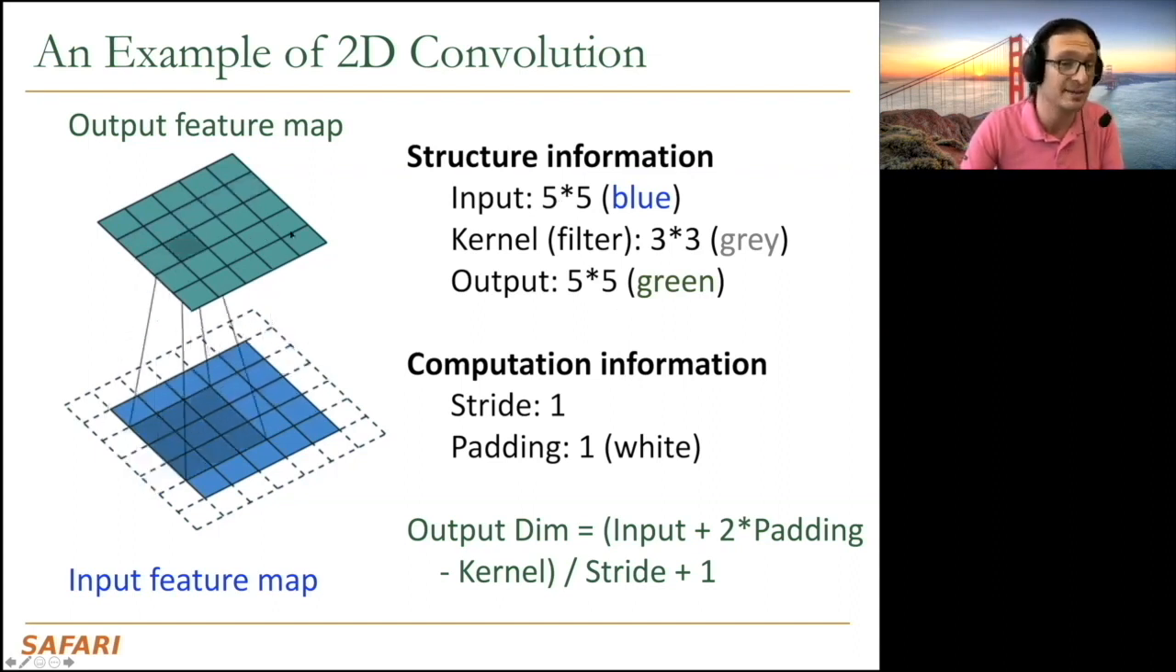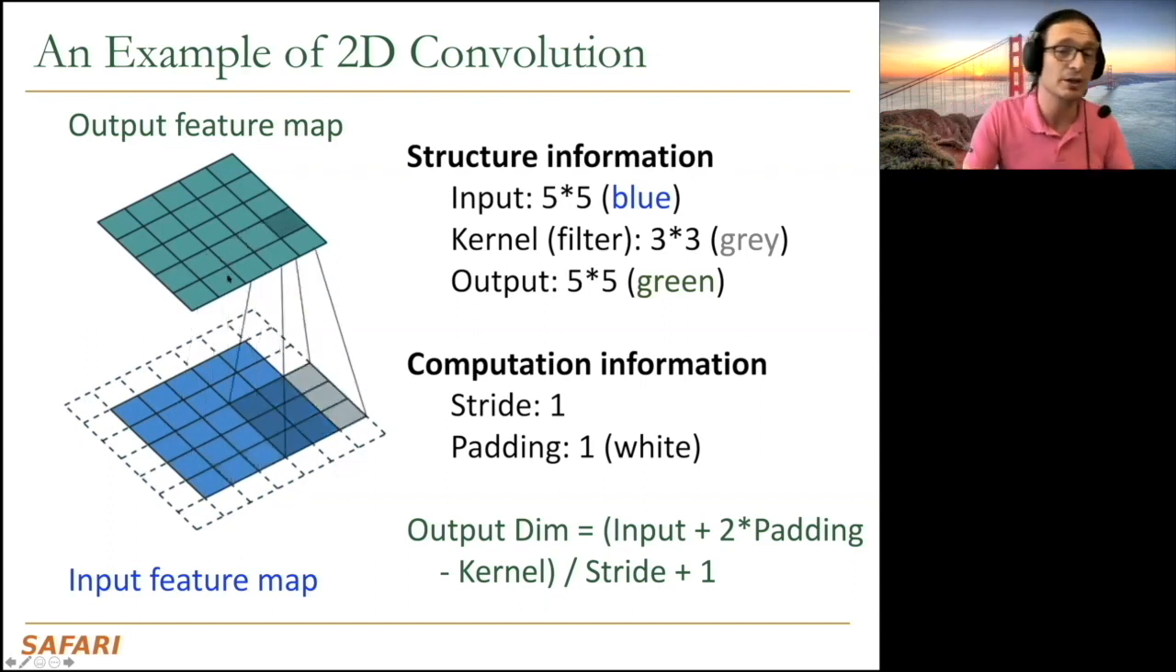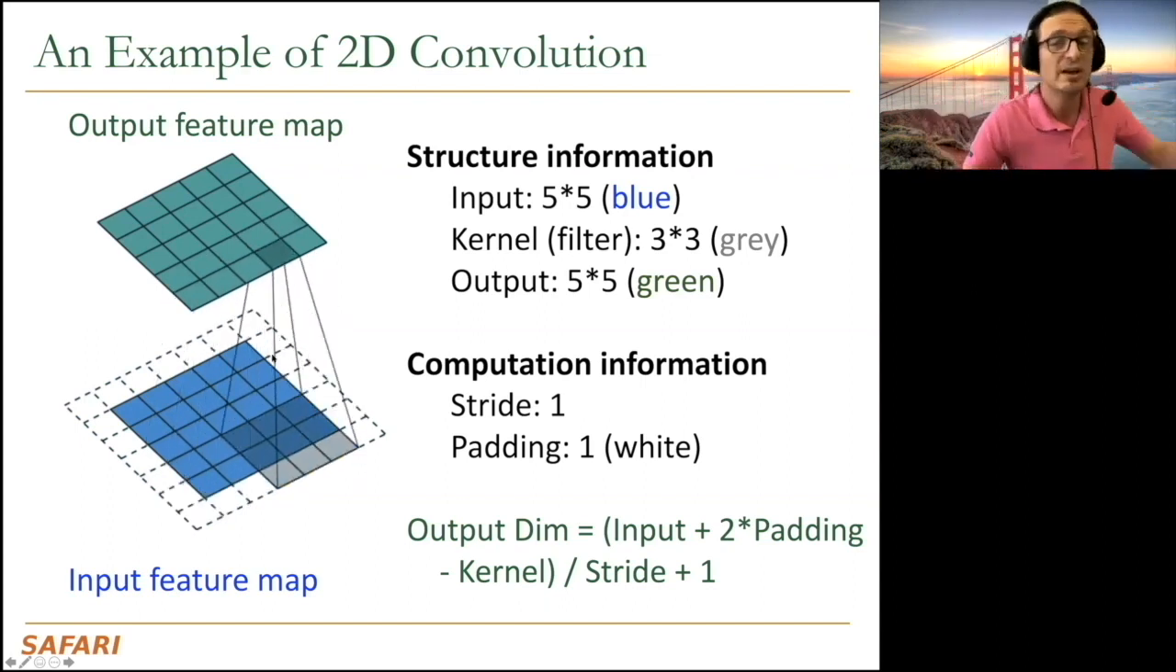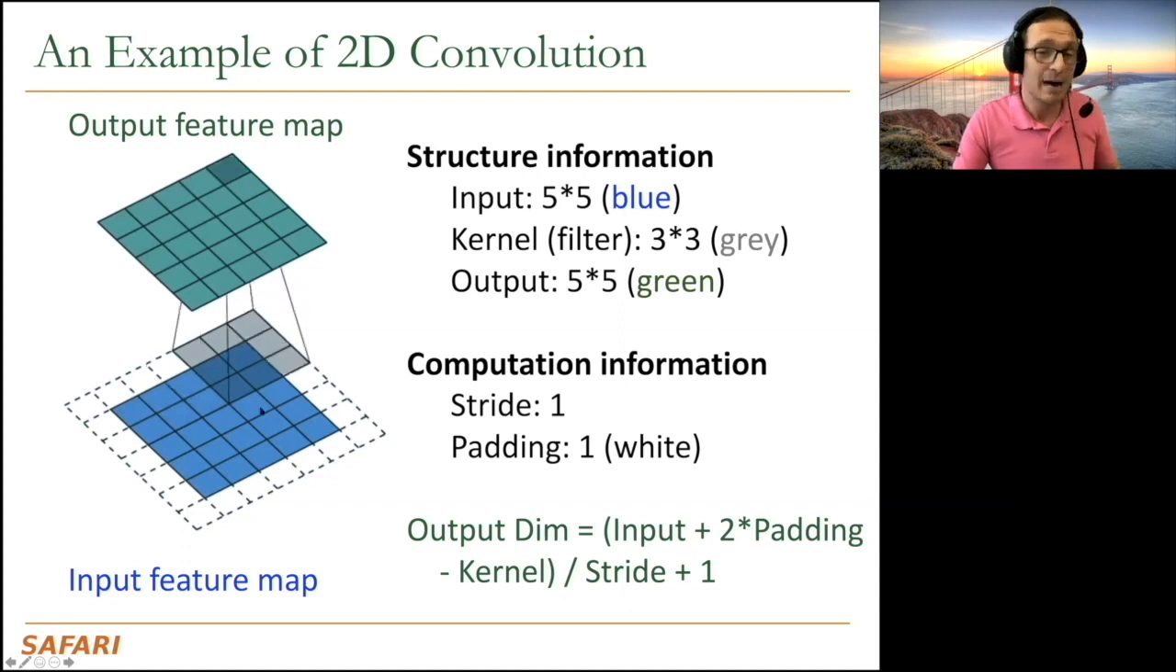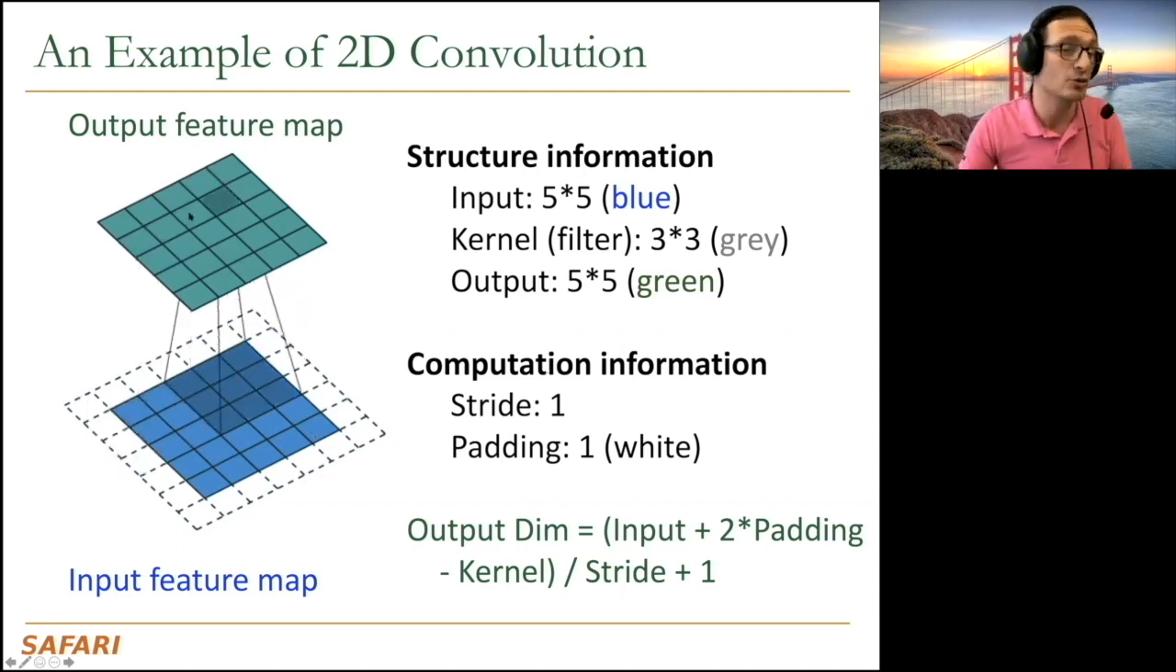Filter is 3 by 3. That's gray. The filter is going over the input, as you can see. Output is 5 by 5, green. And in one layer of the neural network, you have the input image, or whatever input is coming from the previous layer. You basically apply the filter, or the kernel, on top of this input, such that you do convolution operations so that you produce the output.